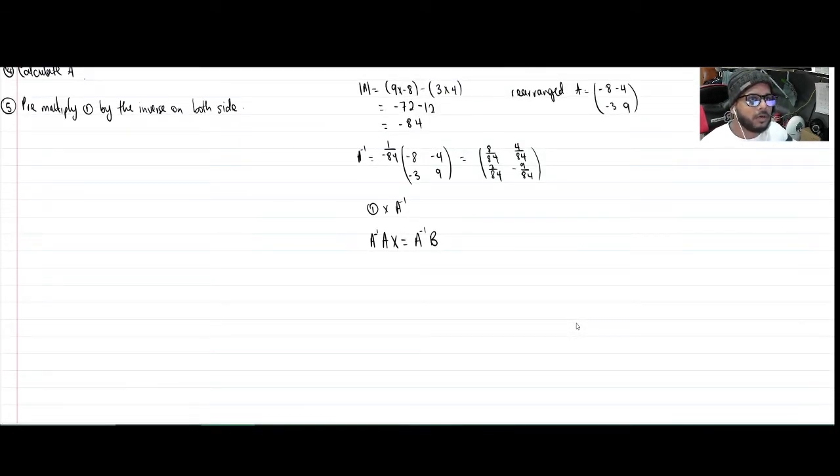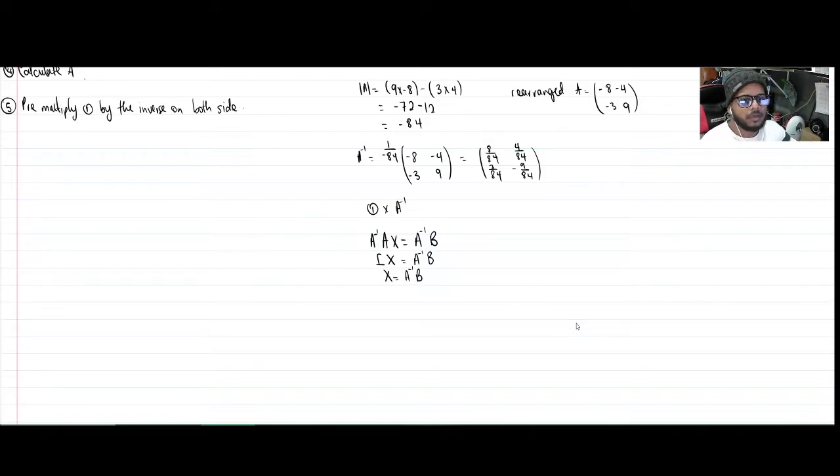From the laws of matrices, A inverse multiplied by A will give me the identity matrix. So this is the identity multiplied by X is A inverse multiplied by B. Again, the identity multiplied by any matrix gives me back the matrix. So this happens every single time we are solving simultaneous equations using matrices. IX becomes X is equal to A inverse multiplied by B.